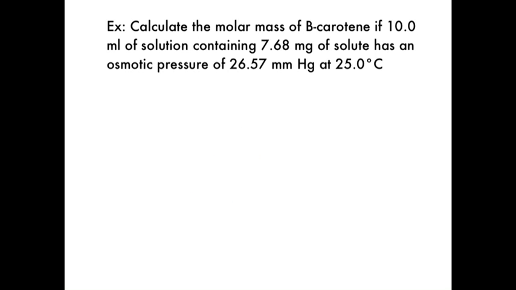For example, let's calculate the molar mass of beta-carotene if 10.0 milliliters of solution containing 7.68 milligrams of solute has an osmotic pressure of 26.57 millimeters of mercury at 25.0 degrees Celsius. The math equation that we're going to use is osmotic pressure is i times the molarity times the gas constant times the temperature. I'm going to convert my osmotic pressure to atmospheres because R has units of atmospheres.